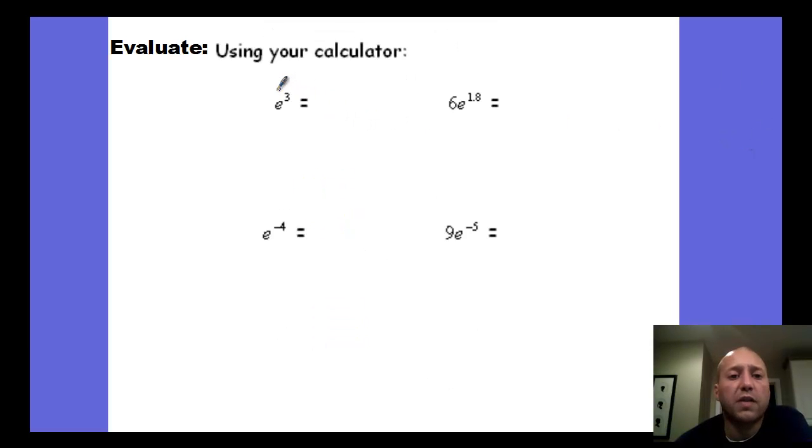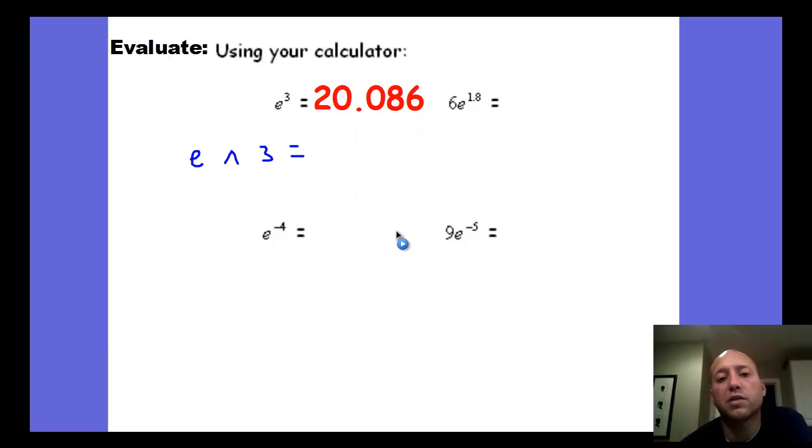Using your calculator, we can evaluate some of these problems. So e to the third, how do you punch it in the calculator? There's actually an e key. So you just find the e key, caret key, to the third power, equals, and test to see if you can do that on your calculator, and you should get the value 20.086. So for these three problems here, roll through and see if you can calculate them correctly using your e key.